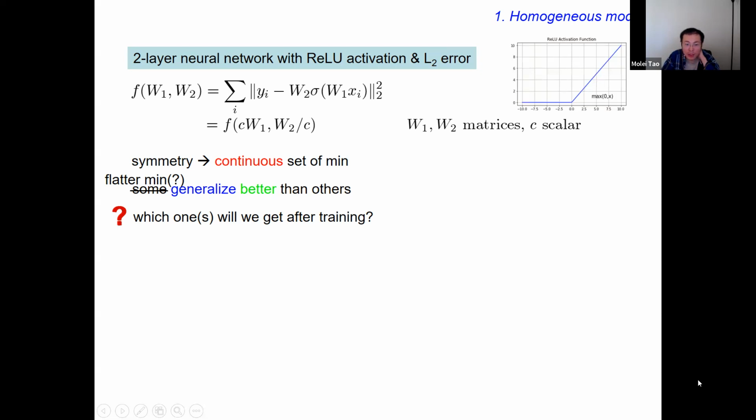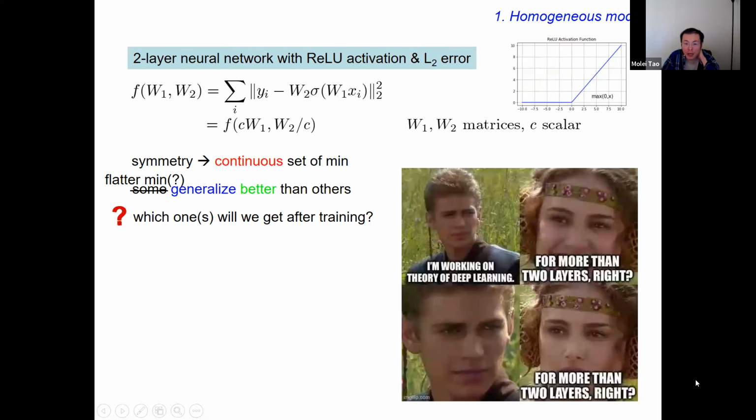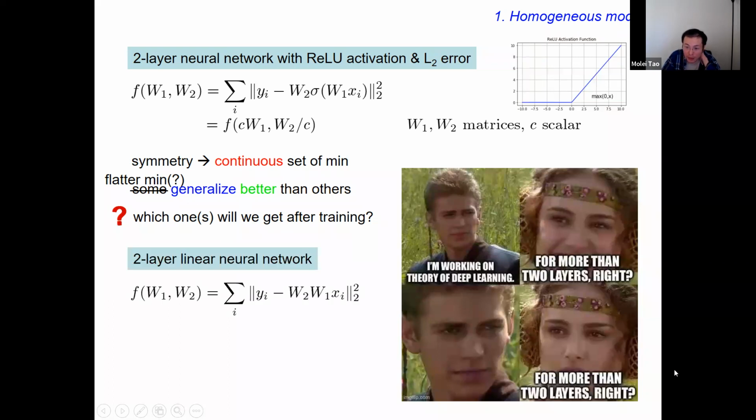I think this is a question at the heart of deep learning, but of course people may ask, what do you mean by deep learning if you're just dealing with two layers? Well, first of all, this homogeneity and this symmetry is not restricted to two layers. My presentation will be. And in fact, in deep learning, people sometimes even consider two-layer linear neural networks. And even this problem has a lot of things that are still not known.